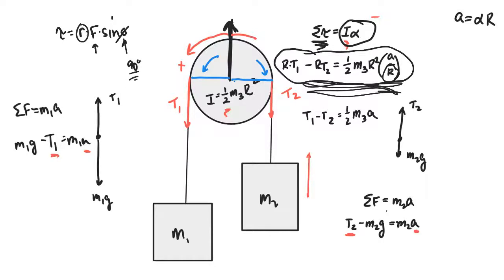Now, you probably can't see enough into the future, but look at what T2 has in it. T2's got M2 G and M2 A. And look at T1, it's going to have M1 G and M1 A. So when you put all of it together, you're going to get exactly what I said: the weight of the left box minus the weight of the right box equals the inertia of the system. That's what we said was going to happen.